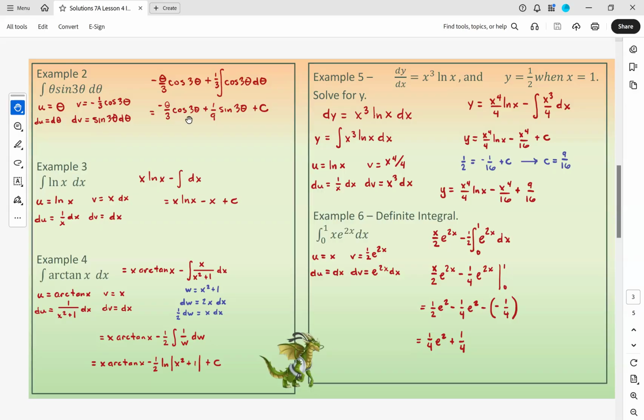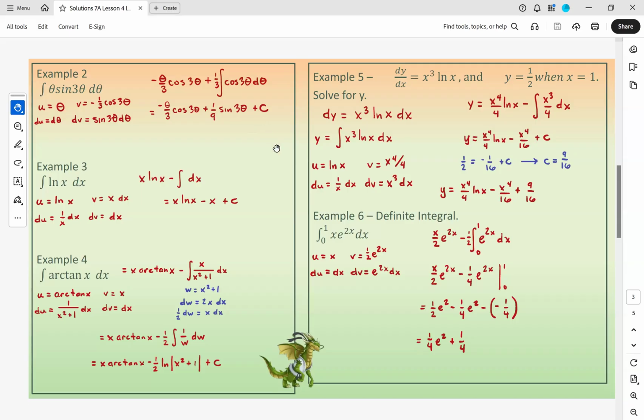uv comes down as part of your answer. Integral of cosine is another mini u sub where you don't necessarily need to show the work, but make sure you put another 1/3 multiplier in there, which is why we end up with 1/9. But yeah, there's your answer. Don't forget plus c.